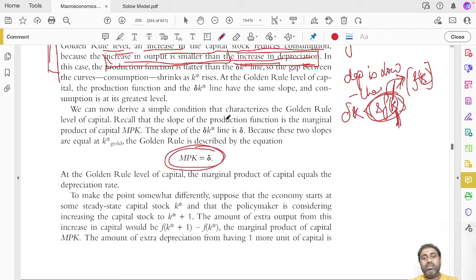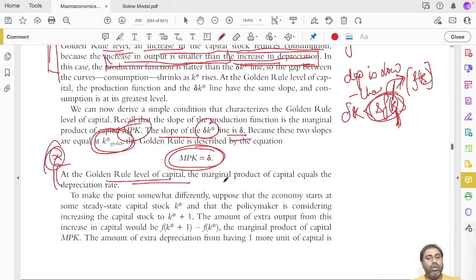Now we can derive a simple condition that characterizes the golden level of consumption. Recall that the slope of the production function is the marginal product of capital, and the slope of delta K is delta. Because these slopes are equal at this point, the golden rule requires that the marginal product of capital must be equal to your depreciation rate. So this is an important condition: at the golden rule level of capital, the marginal product of capital is equal to the depreciation rate. So the question can be asked on this very line. They'll say at the golden level, marginal product of capital is less than the depreciation rate, equal to the depreciation rate, or greater than the depreciation rate.